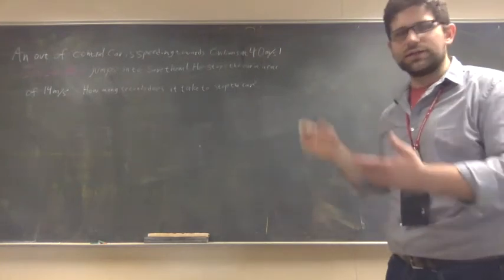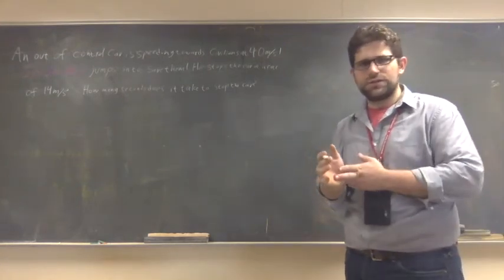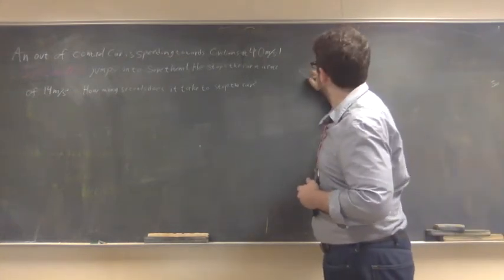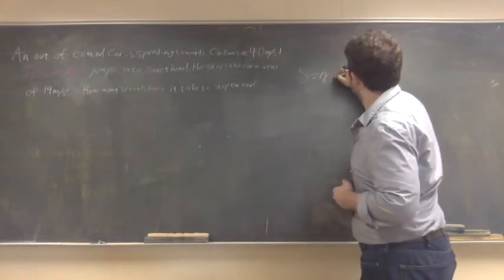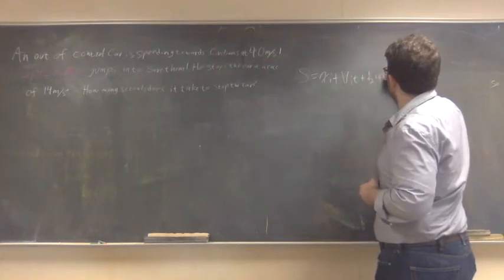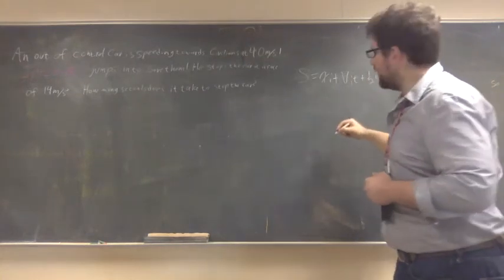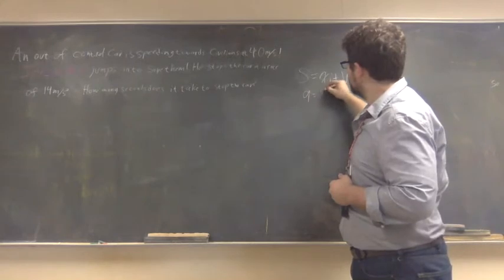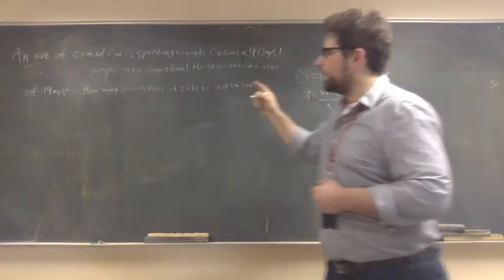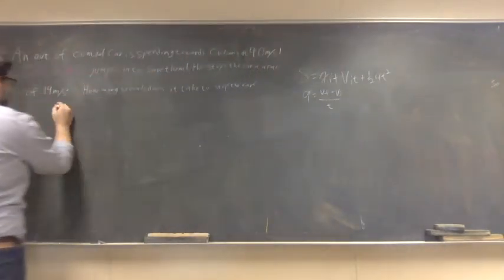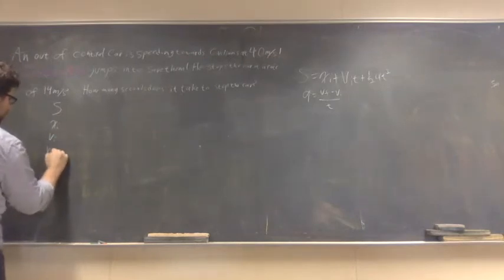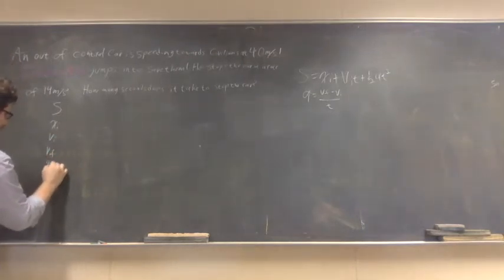So, let's go ahead, let's list out our variables, write out our equations, and figure out how we're going to solve this one. So our equations are s equals xi plus vi t plus 1 half a t squared. And then acceleration is equal to vf minus vi over t. And our variables, as always, are s, xi, vi, vf, a, and t.